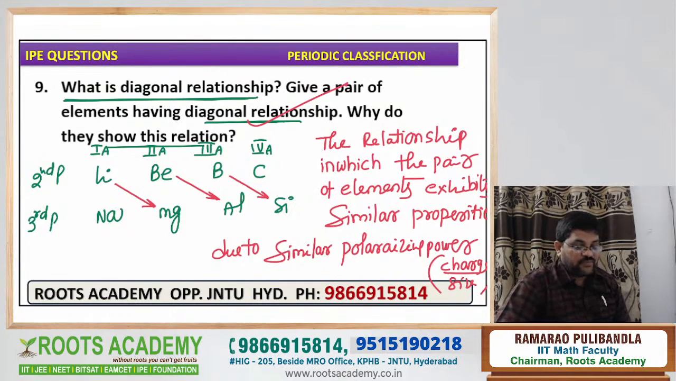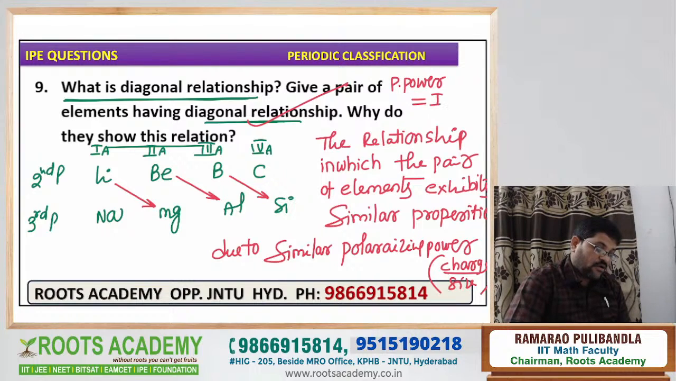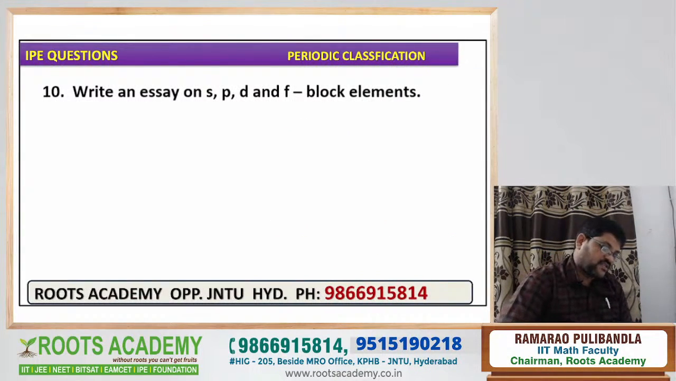That pair is called a diagonal related pair. Similar polarizing power means charge by size ratio. Similar polarizing power is also nothing but ionic potential. Understood? Yes, very good.